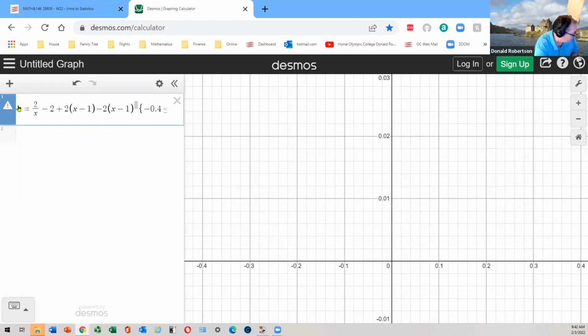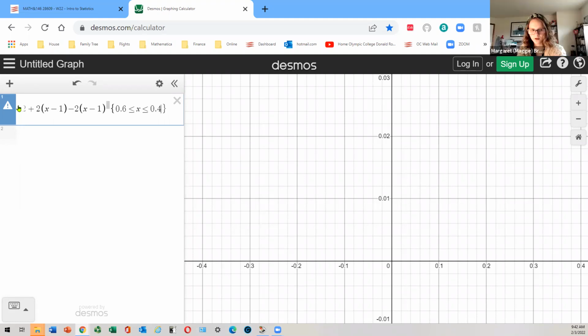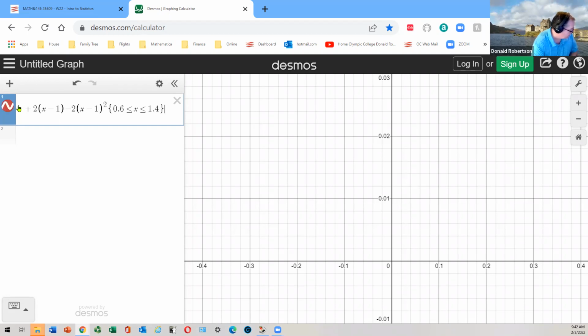So 0.6. Mr. Robertson: Yes, the 2 from the square didn't actually get put in. Oh, it didn't get put in. Thank you. There we go. Right, let's just check anything else missing here. Looks good.